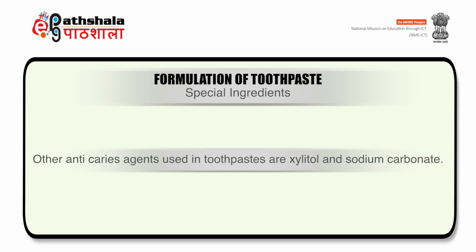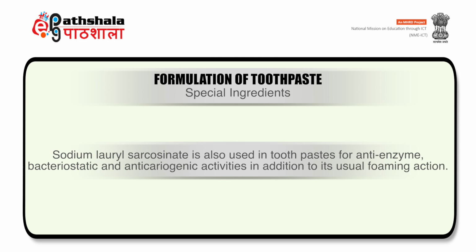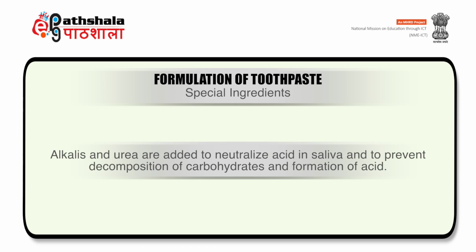Other anti-caries agents used in toothpaste are xylitol and sodium carbonate. Strontium chloride is added in toothpaste for treatment of hypersensitivity. Sodium lauryl sarcosinate is used in toothpaste for anti-enzyme, bacteriostatic and anti-cariogenic activities. Alkalis and urea are added to neutralize acid in saliva and to prevent decomposition of carbohydrates and formation of acid.